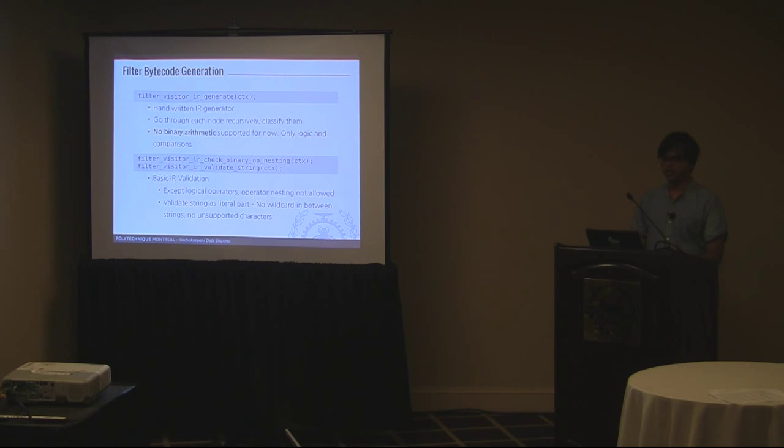Next what runs is filter visitor IR generates. It's a handwritten intermediate representation generator which goes through each and every node recursively, and classifies what kind of operation it is. So it generates a little bit of IR for it, but the main thing is that there is a small check done to see that none of the operations are binary arithmetic. If they are, it says they are not supported. So only logical comparisons are supported for now.